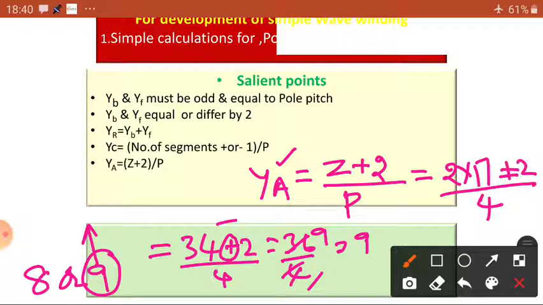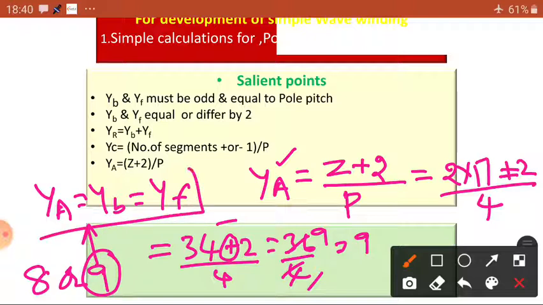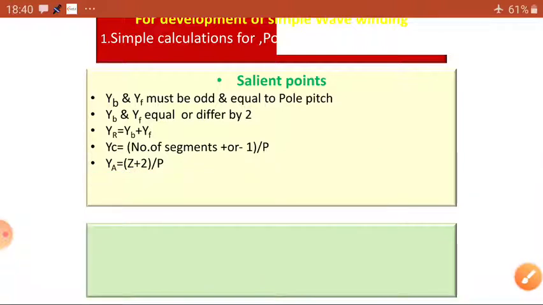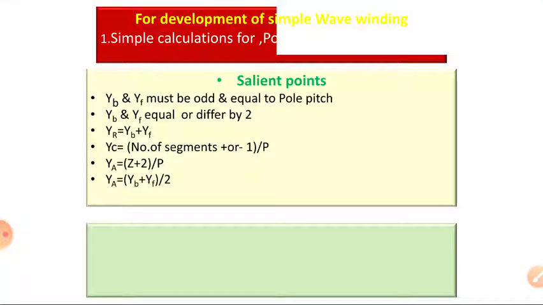Sometimes we can take the average pitch YA equal to YB equal to YF also. So these are some techniques, dear students, remember. After knowing the average pitch, which is YB plus YF by 2 as usual, you can easily find the back pitch and the front pitch. These are some salient points you have to remember before proceeding into our wave winding.